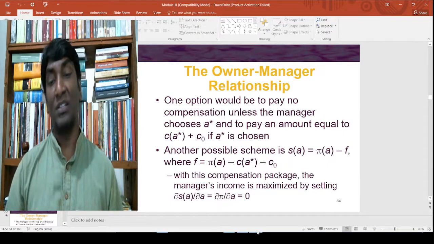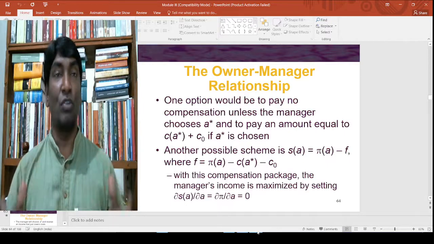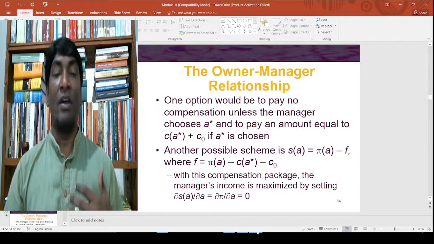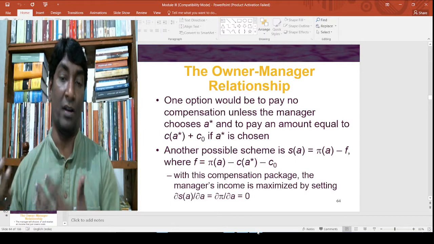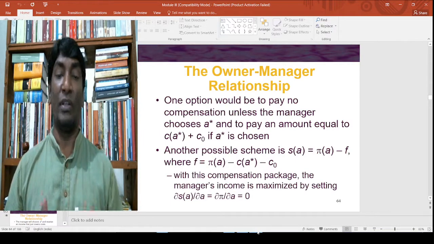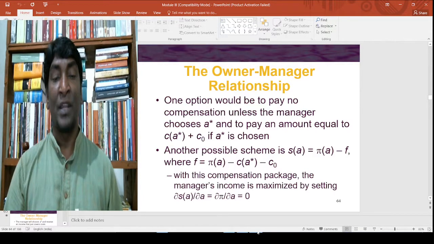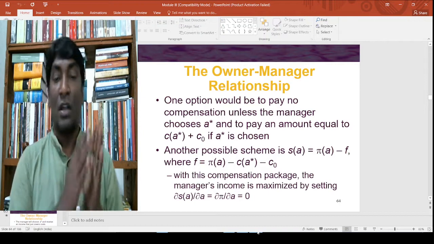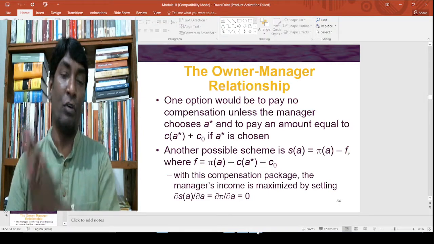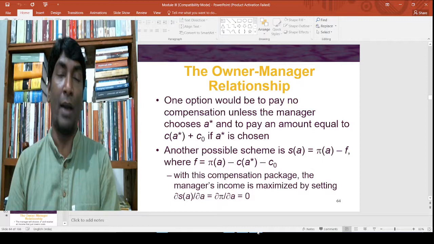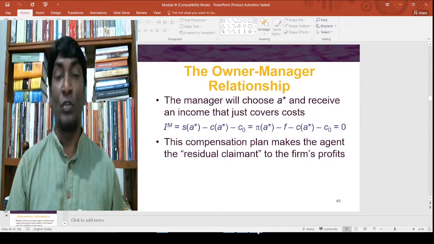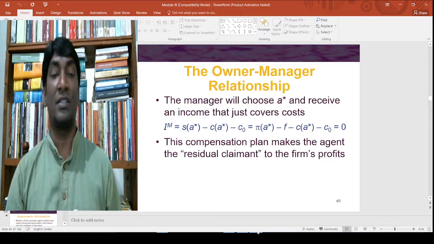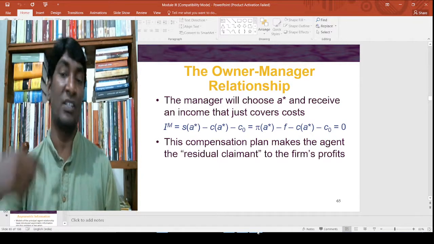So another possible scheme is S(A), which is equal to pi(A) minus F, where F is equal to pi(A star) minus C(A star) minus C0. With this compensation package, the manager's income is maximized by setting the partial change, that is ∂S(A)/∂A, which is equal to ∂pi(A)/∂A, which is equal to 0. That is maximization.